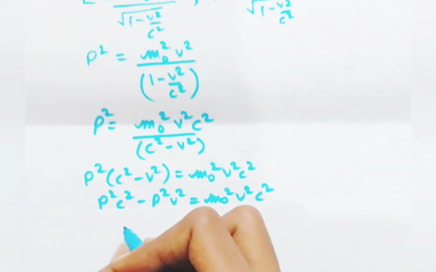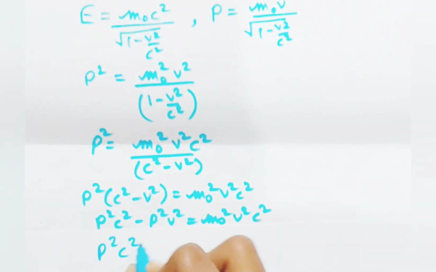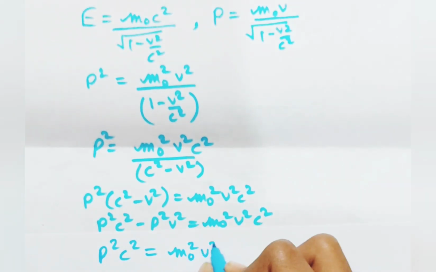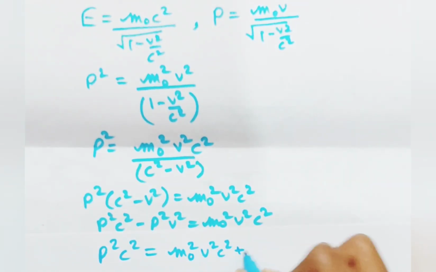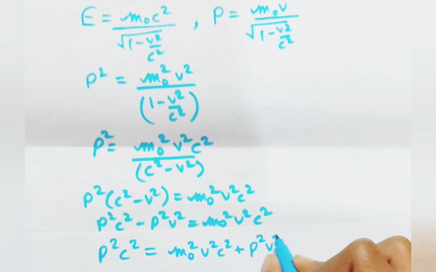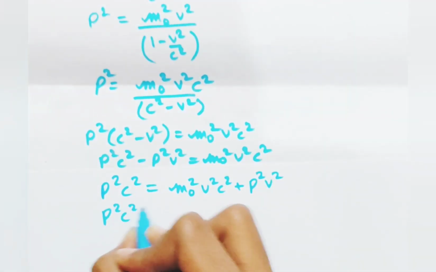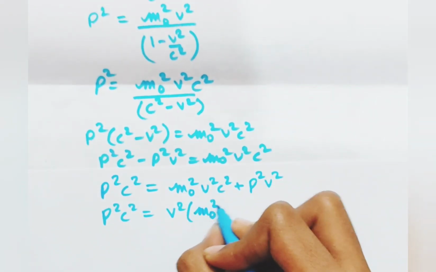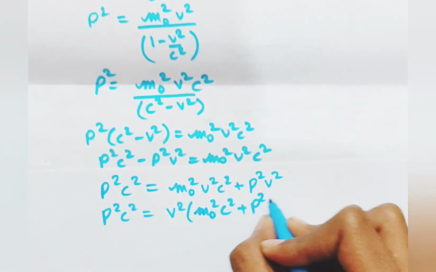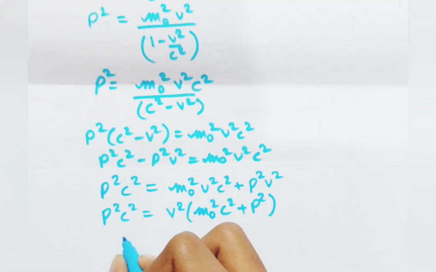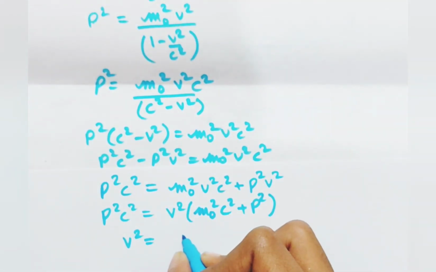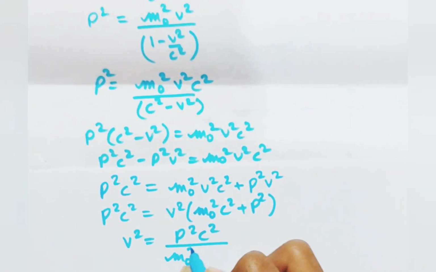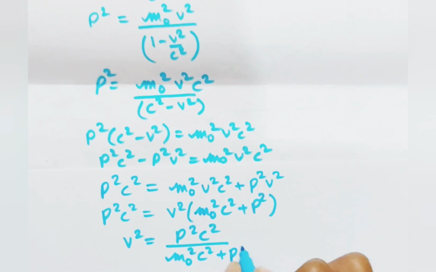So we can say that p squared c squared is equal to m naught squared v squared c squared plus p squared v squared. So p squared c squared can be written as v squared times (m naught squared c squared plus p squared). Now v squared can be written as p squared c squared divided by (m naught squared c squared plus p squared).